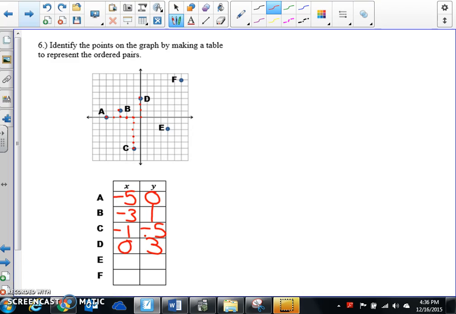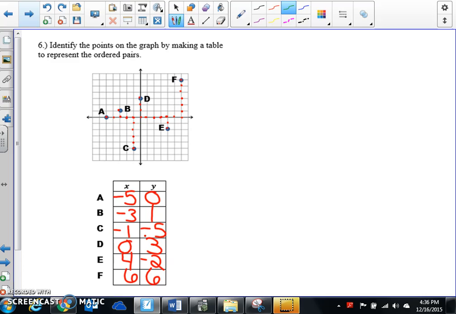E, I go to the right 1, 2, 3, 4, so that's a positive 4. I go down 2, so negative 2. And then finally F, I go over 1, 2, 3, 4, 5, a positive 6. Then I get to go up 1, 2, 3, 4, 5, 6.